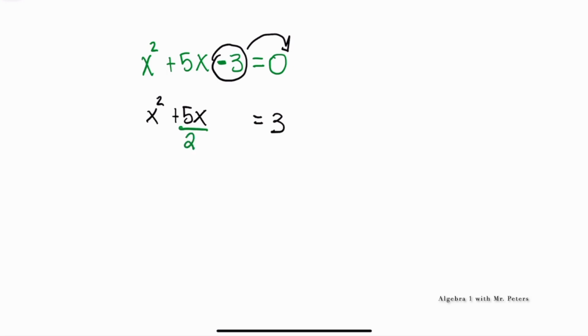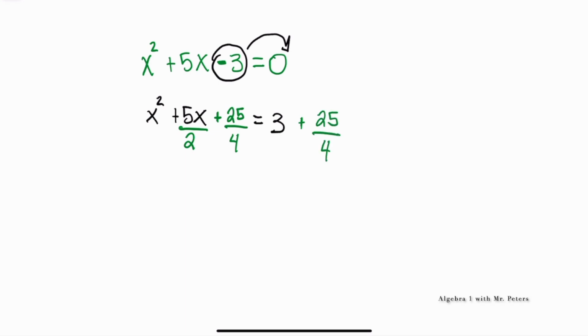So when we do 5 over 2 and we square it, please make sure you square the whole entire fraction, because we're supposed to have a fraction of 25 over 4 from squaring the fraction. Add it on the other side as well.